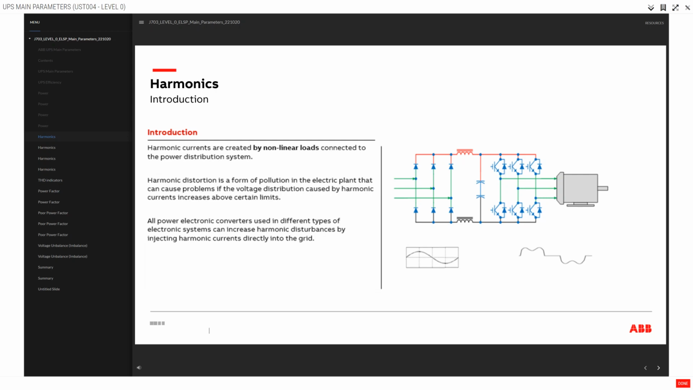Harmonics introduction. Harmonic currents are created by nonlinear loads connected to the power distribution system. Harmonic distortion is a form of pollution in the electric plant that can cause problems if the voltage distortion caused by harmonic currents increases above certain limits. All power electronic converters used in different types of electronic systems can increase harmonic disturbances by injecting harmonic currents directly into the grid.